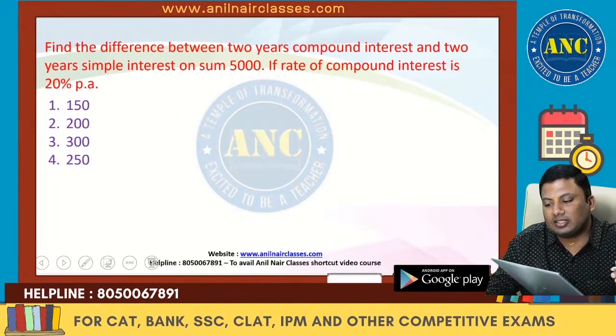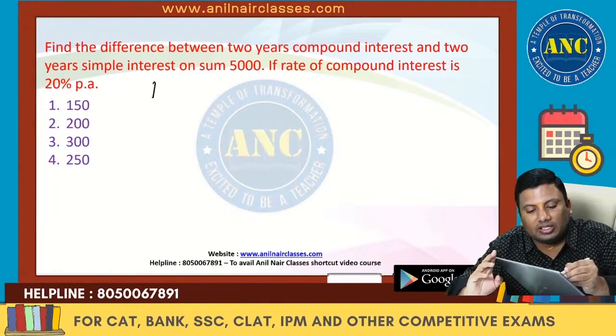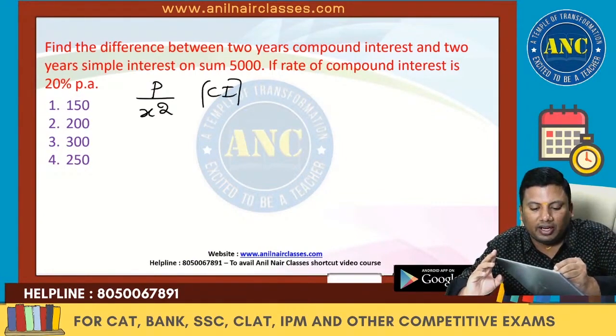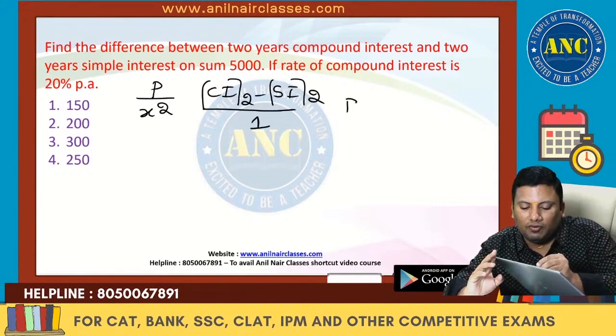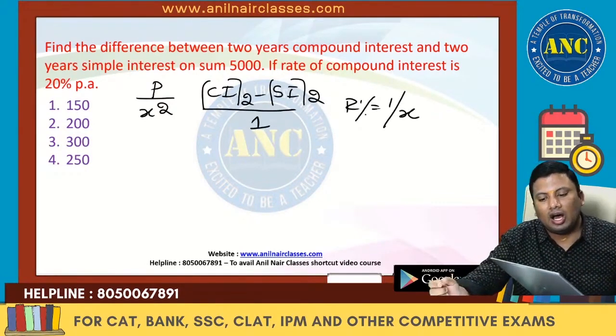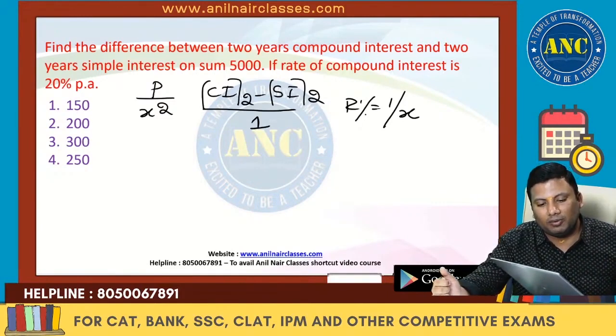Second one. Third one. What is it that we discussed? If the principal is x square, CI for 2 years minus SI for 2 years will be 1 when R percent is nothing but 1 by x.